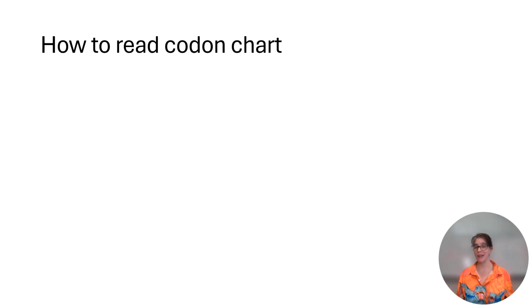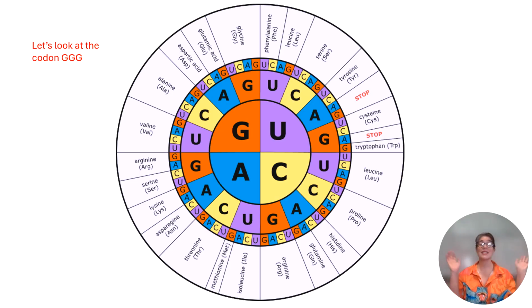So how do we read a codon chart? Well, there's two types of codon charts that are the most common, and we're going to talk about both of them. I have a preference, and it's going to be the first one we talk about. It's the circle codon chart. This is my favorite. I think it's the easiest one to work with, and you might disagree, and that's okay. That's why we'll talk about both, because you're going to see both.